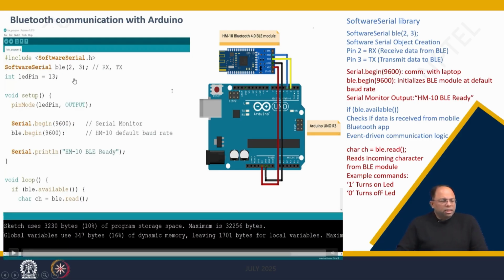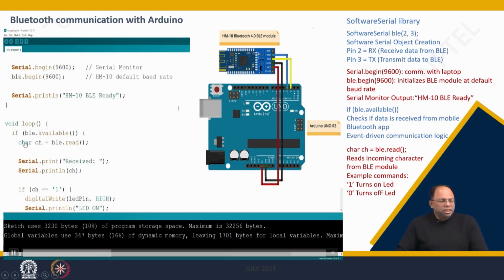So, you can see over here in the code that it includes SoftwareSerial.h, we are including this library. SoftwareSerial BLE23, we are setting up the RX and TX connections, and then LED pin is set at 13. In the setup we are saying the LED pin is an output, the pinMode is OUTPUT. Then Serial.begin(9600), BLE.begin(9600).